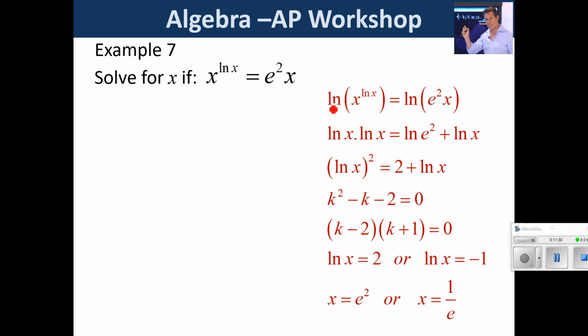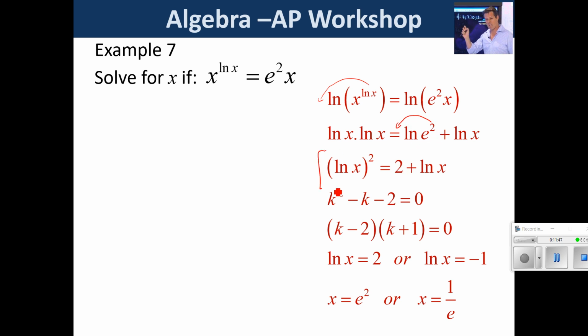And then over here, I've got the ln of e to the ln x. This ln x can come to the front using that power law. And then we're going to have a ln times a ln, which is the ln squared. Here, I can bring this 2 to the front. The ln of e would just be 1, so I've got that 2.